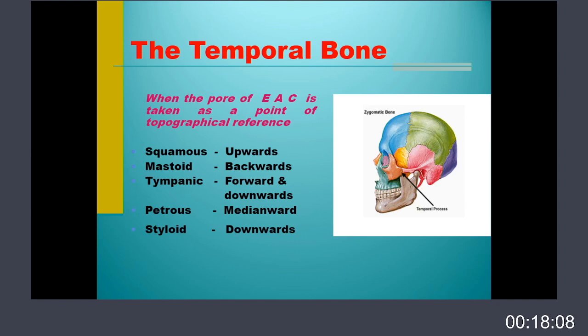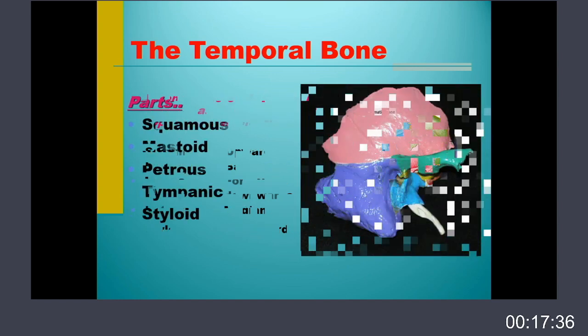The squamous portion is upwards, the mastoid is backwards, the tympanic is forward and downward, the petrous is medianward, and the styloid process is downwards. What does squamous mean? The literal meaning of squamous is wing-like. Mastoid is breast-like. Tympanic is plate-like. Petrous is rock-hard. And styloid is an angular process that is downwards.